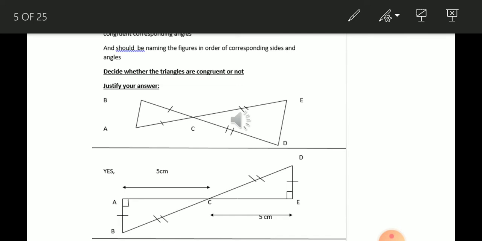I have here triangle ABC and triangle CED. I have the measure of angle CED, which is perpendicular, equal to BAC, which is also perpendicular. And I have the measure of length BC equal to the measure of length CD. The measure of length DE equals the measure of length AB. So Jeanette, the two triangles are congruent. Bravo.